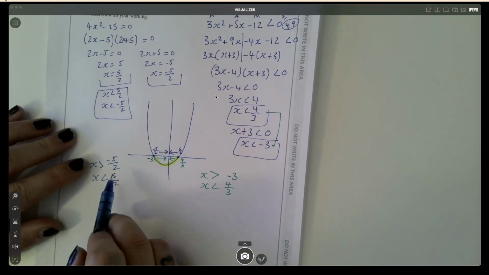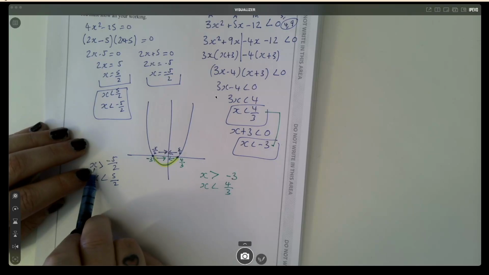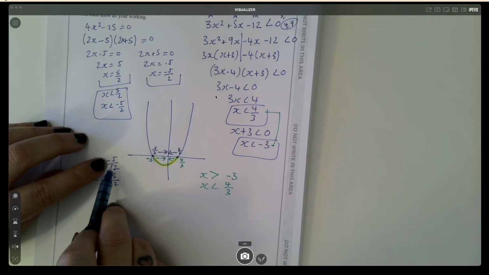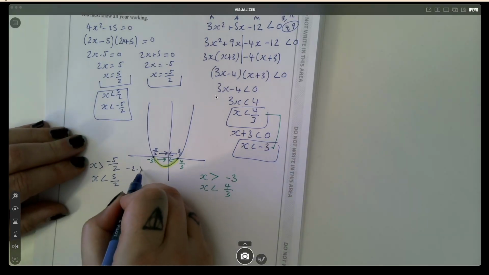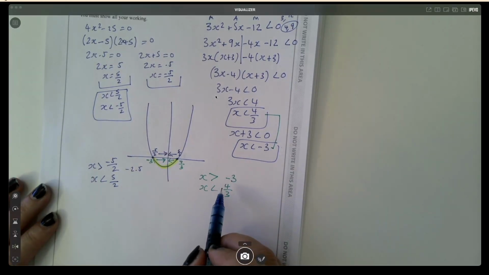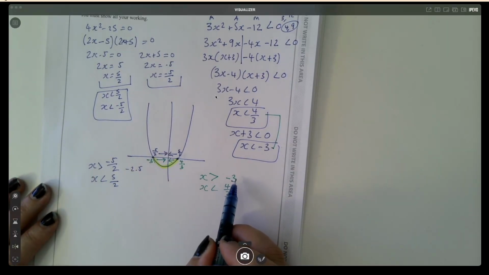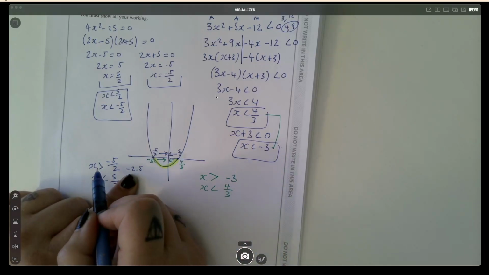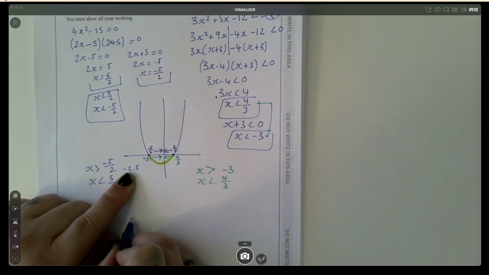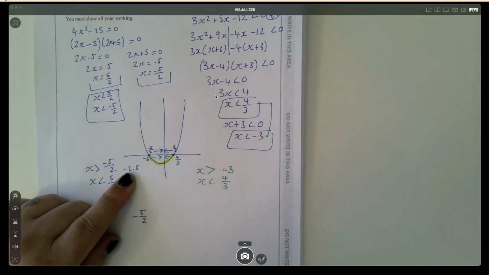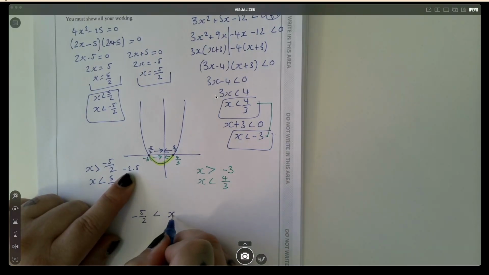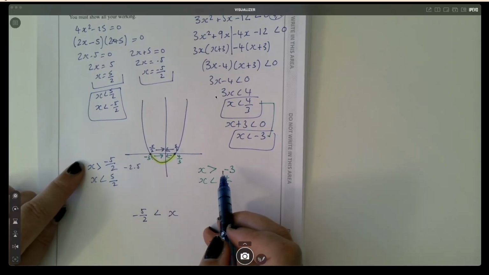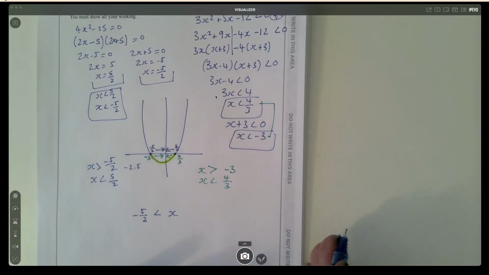So let's look at them. The lowest value that x has to be greater than for this inequality is negative 5 over 2, which is negative 2.5. The lowest value that this one has to be greater than is negative 3. So if this has got to be greater than negative 2.5, then negative 2.5 must be the smallest value that satisfies both of them.